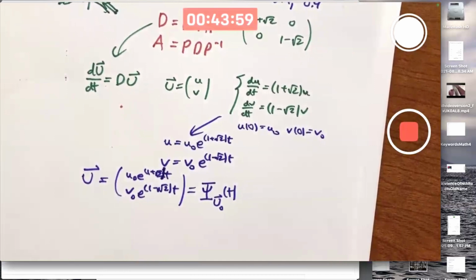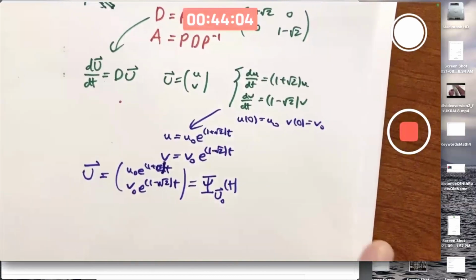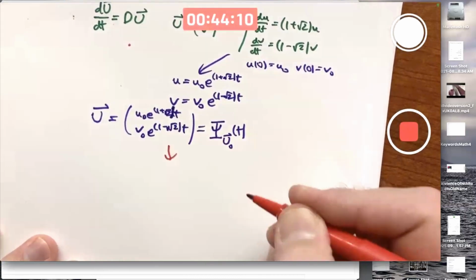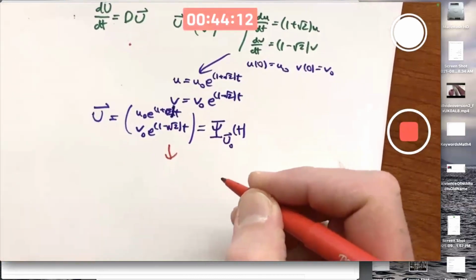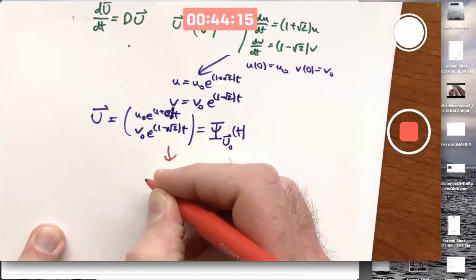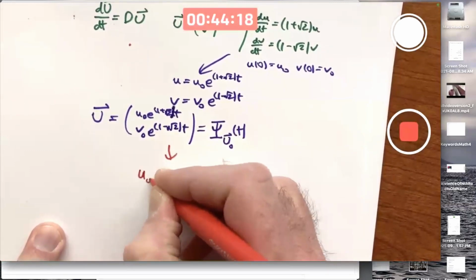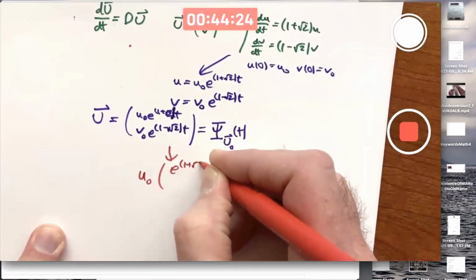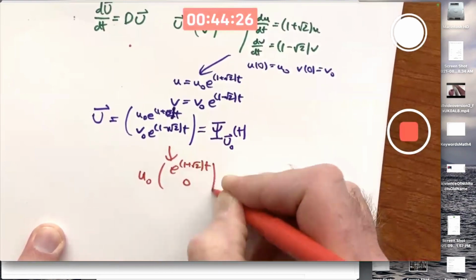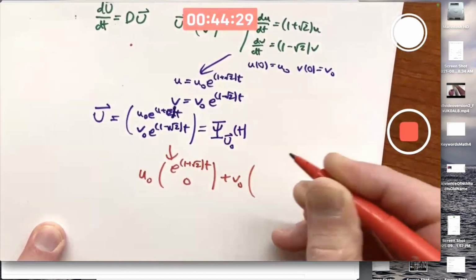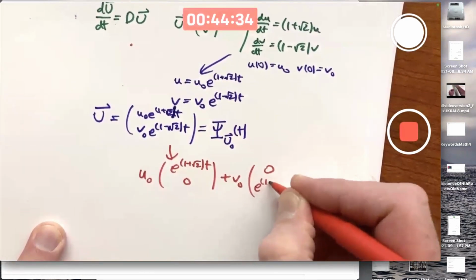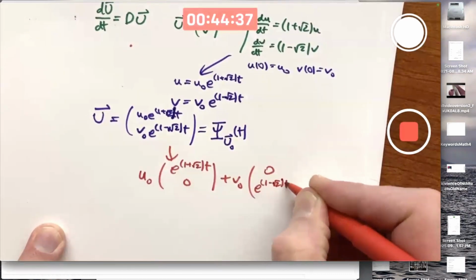And this is also related to the matrix exponential. This vector here can be decomposed into a linear combination: the scalar u0 times the vector (e^((1+√2)t), 0) plus v0 times the vector (0, e^((1−√2)t)).